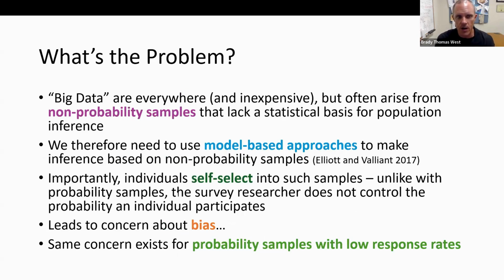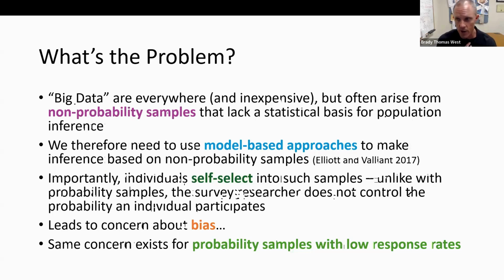Folks have big data all over their lips these days. These big data are everywhere. They're inexpensive, but they often arise from non-probability samples. And that's a big deal in many different kinds of domains of research. And these non-probability samples lack a statistical basis for making population inference. And so we have to turn to model-based approaches to make inference based on these types of samples.